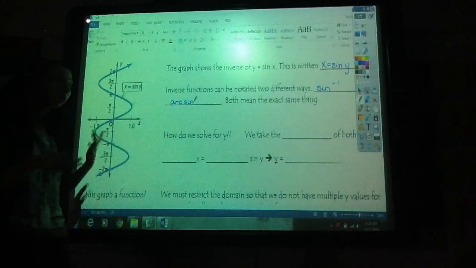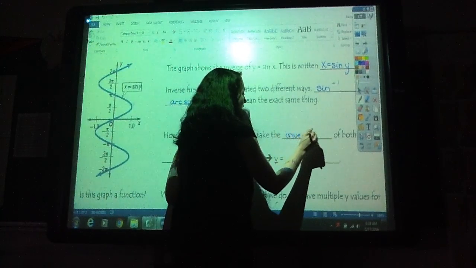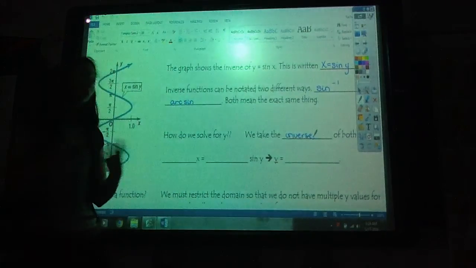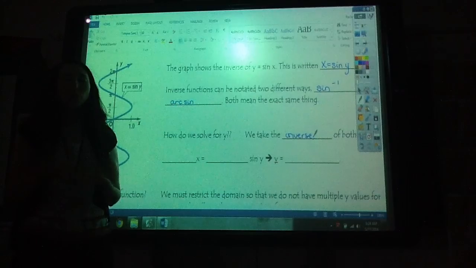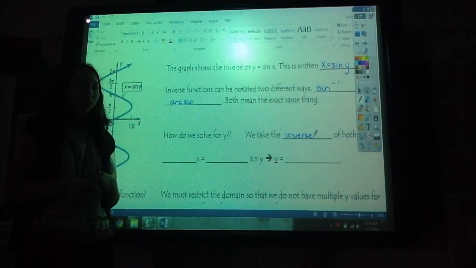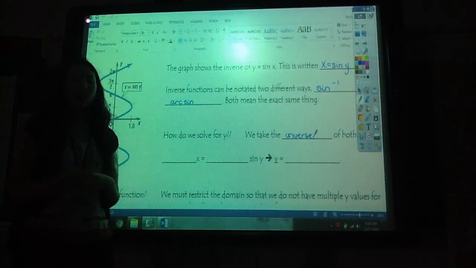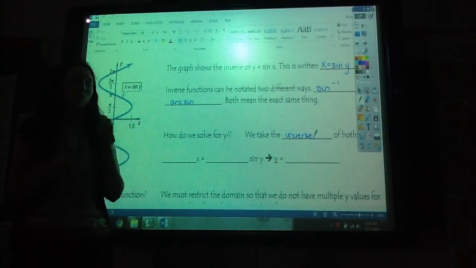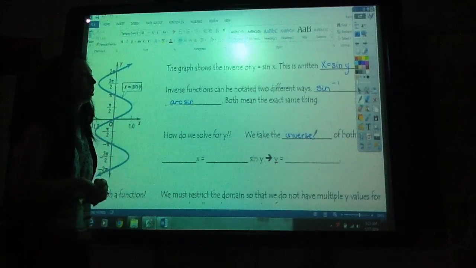So, how are we going to solve? We're going to take the inverse of both sides. Now, before you would just manipulate the equation. You divide by things, take square roots, do anything that you possibly could to get that y by itself. But sine, cosine, tangent, and the reciprocals don't work like that. You can't divide by tangent and make it go away. It doesn't work like that. Tangent is an operation. It's a specific ratio. You can't divide by a thing. It's like saying, let's divide by addition. It doesn't work like that.